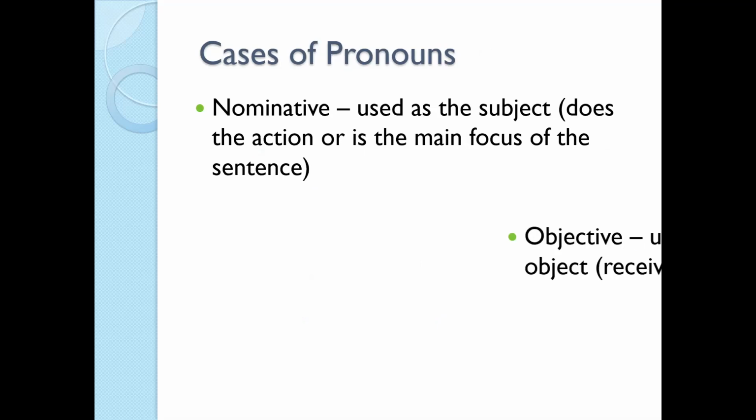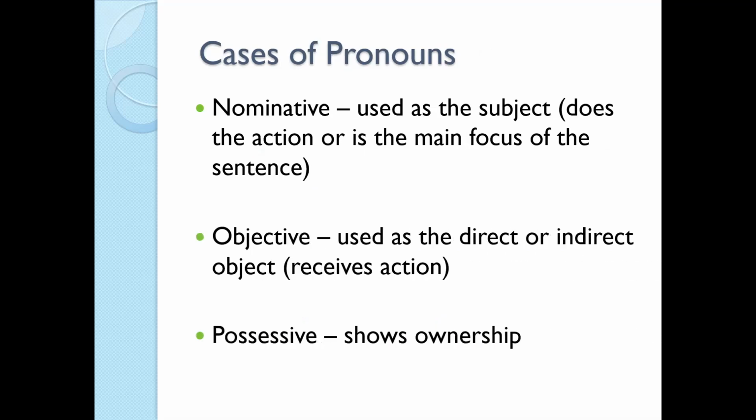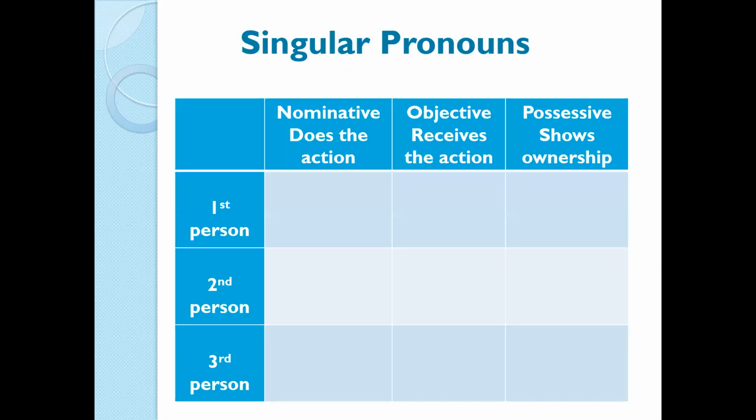Let's take it a step further and look at the three different cases of pronouns. There's nominative, objective, and possessive. Nominative does the action. It's the main subject of the sentence. Objective receives the action, and possessive shows ownership. When we look at charts, I have separated these into singular and plural pronouns. So ask yourself, if it's doing it, it's nominative. If it's receiving it, it's objective.